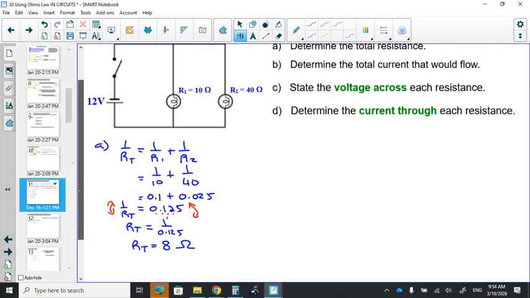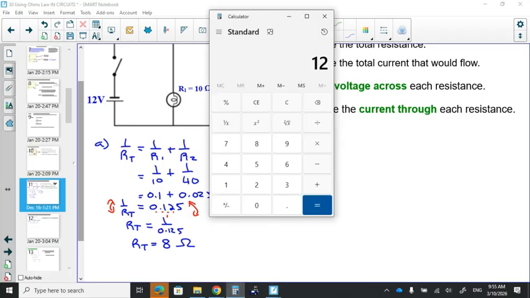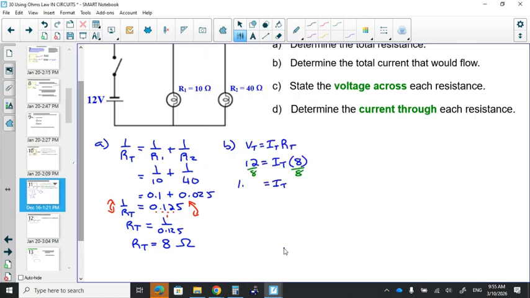And now we're going to find the total current that'll flow. So part B, we have total voltage, total current, total resistance, Ohm's law version. We have total voltage is 12, the total current that we want to know, and the total resistance is 8. So of course, we're going to divide both sides by 8 and end up with total current being 12 divided by 8. Maybe I'll type it in right this time. 12 divided by 8 is 1.5. So we have 1.5 amps flowing.